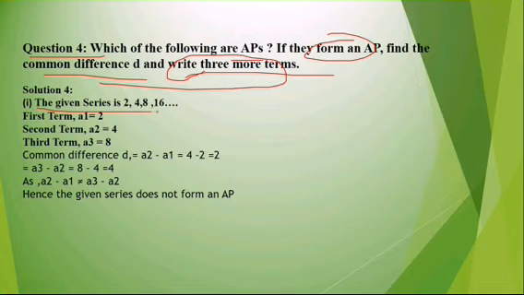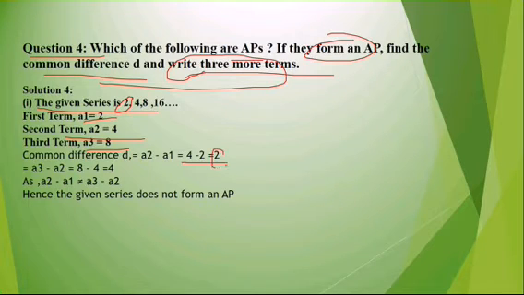The given series is 2, 4, 8 and 16, and the first term let's consider as 2. So A1 is equal to 2. The second term is 4 and the third term will be 8. We can find the common difference by subtracting second term minus first term, that is A2 minus A1, that will be equal to 4 minus 2, that is 2.